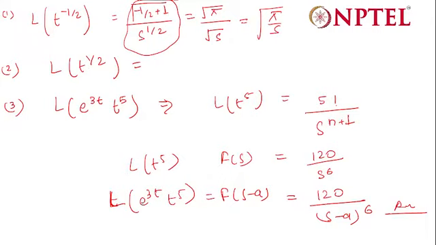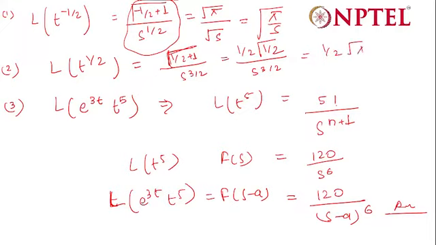If your power is in fractions, then you have to use the above formula itself, and you will write it as 1 by 2 plus 1, which will be gamma 3 by 2. You all know all the properties of this function, right? You can write it like this: divide by s to the power 3 by 2, it will be 1 by 2 root pi divided by s to the power 3 by 2.